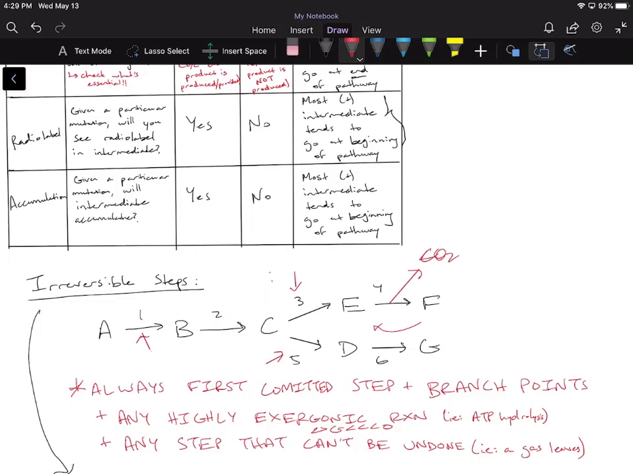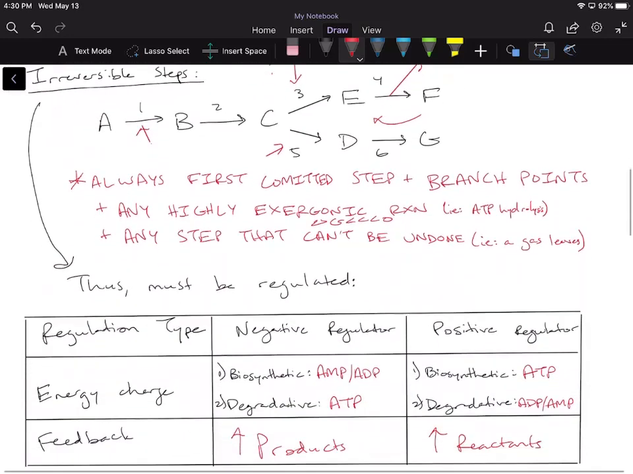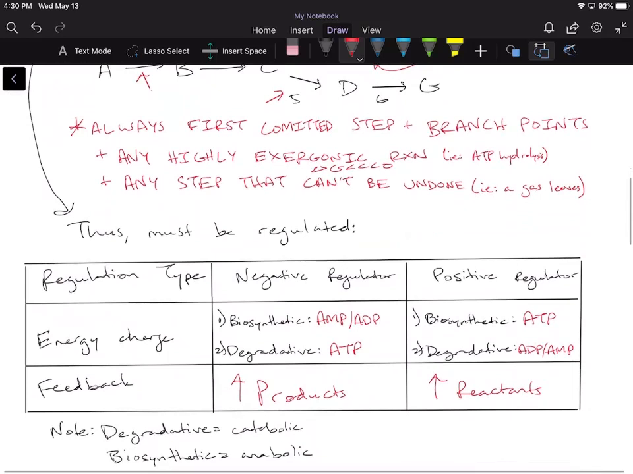So the idea here is that the first step is going to be irreversible, branch points are irreversible, any highly exergonic reaction, such as ATP hydrolysis, is also irreversible, and then any other step that can't be undone is also irreversible. And we're going to need to regulate these steps. And I'm going to go over in the next video how we can regulate these steps. So stick around if you want to see that.